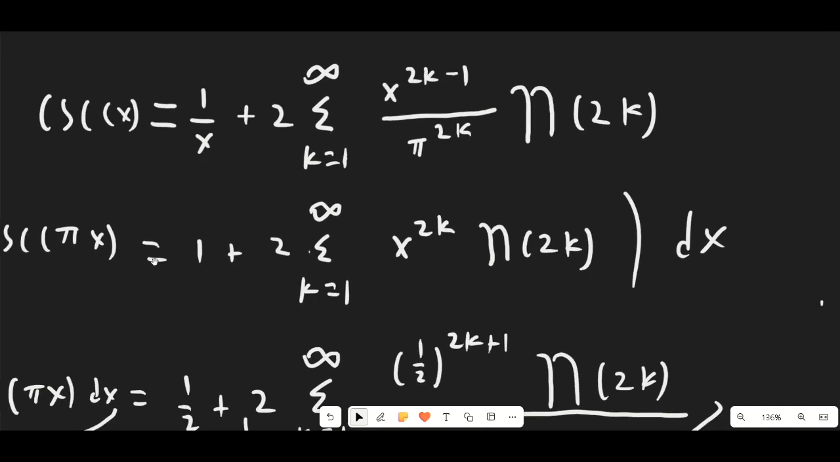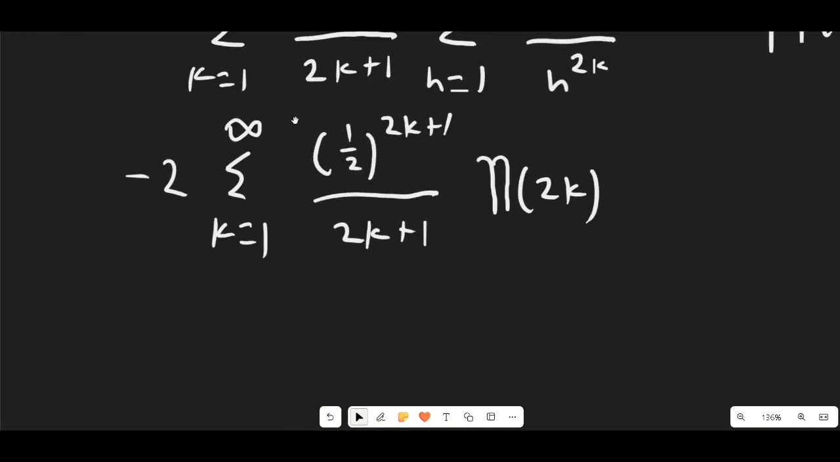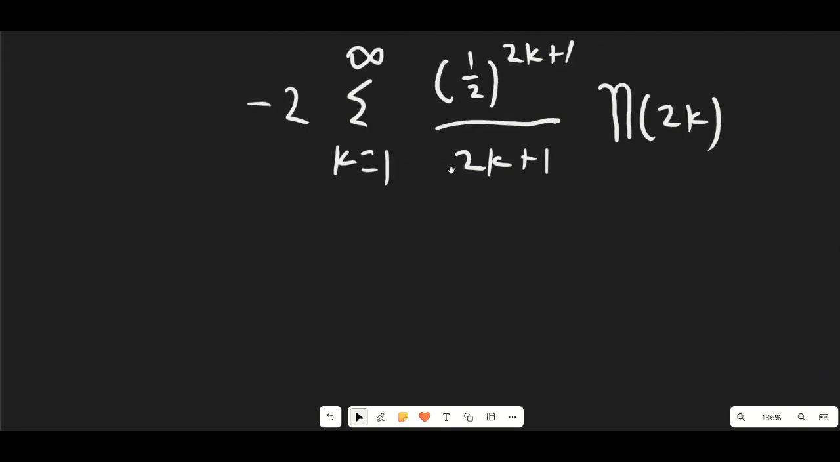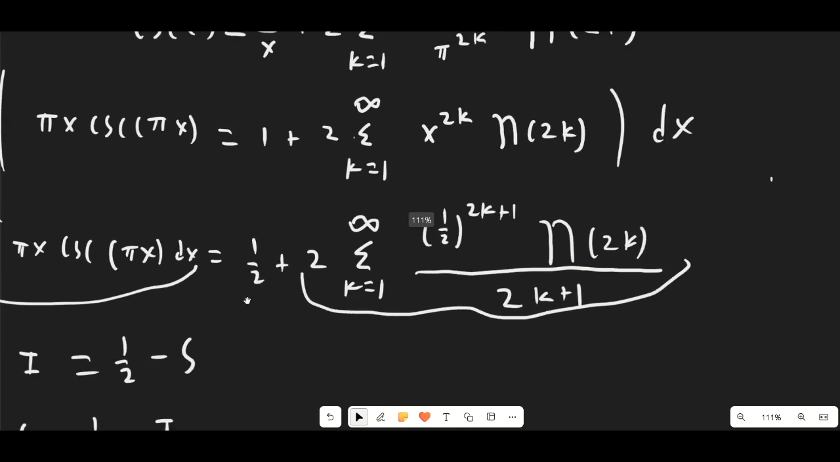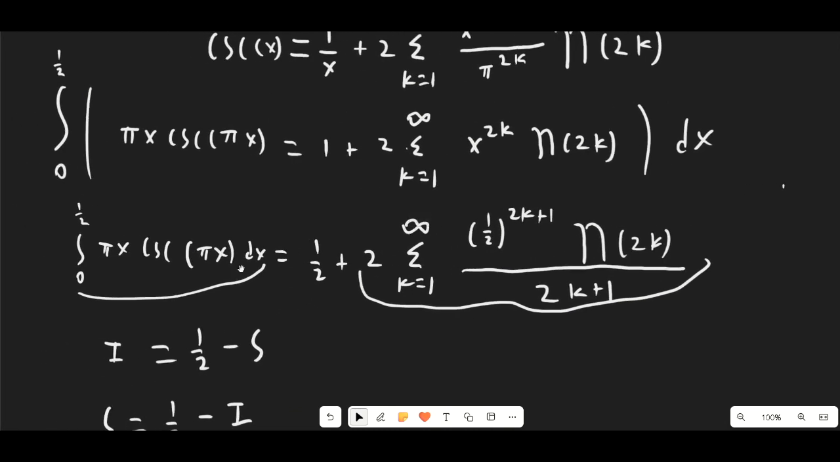And again, we're integrating to 1/2 because that's what's in our original summation over here, right? We have 1/2 to the 2k plus 1. So when we end up integrating it from 0 to 1/2, we're going to get this integral. And when we integrate from 0 to 1/2, we're just going to get 1/2. And when we integrate all this, we're going to get the exact same summation we had before.